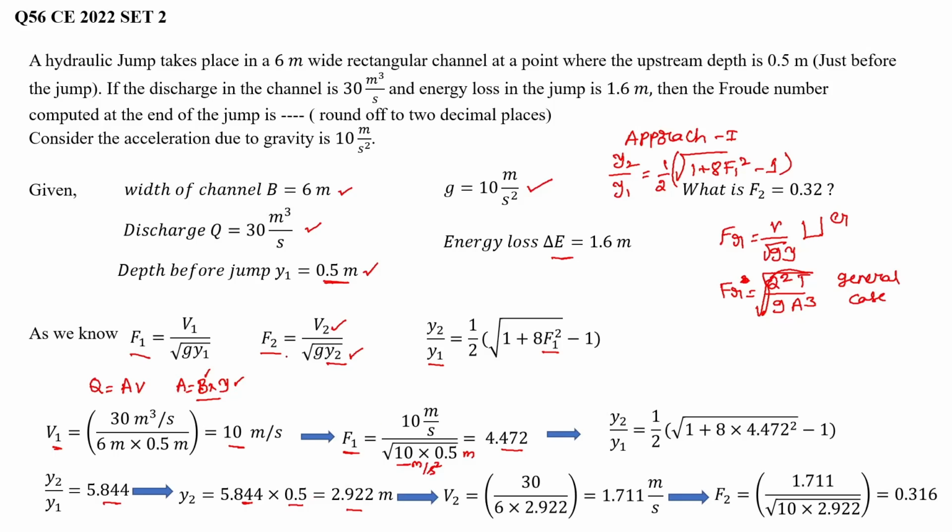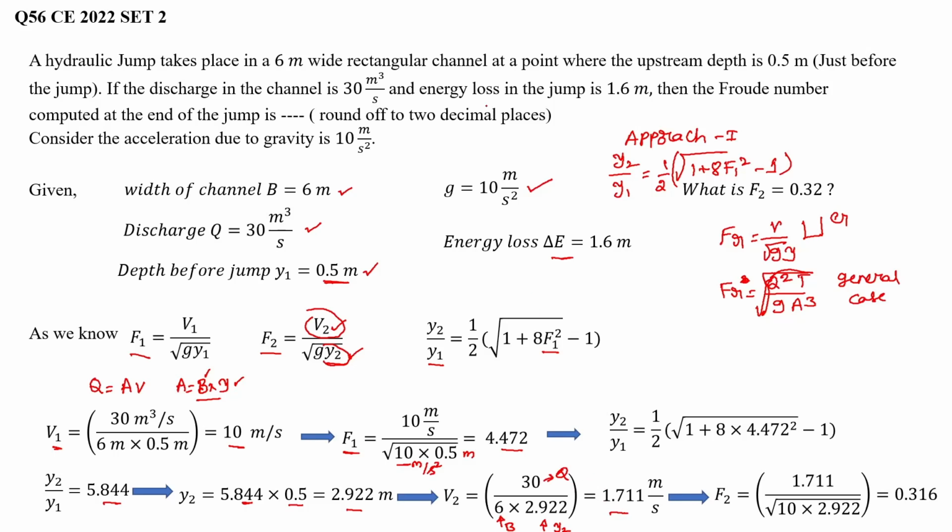Okay, now what do we know? To calculate this F2, we got the value of y2 from this relation. Now our aim is to calculate this V2. How can we calculate the V2? Again, V2 equals Q, the discharge, divided by B into y2. The width will be the same before the jump and after the jump, only the depth will change to y2. So by doing that we can get the velocity.